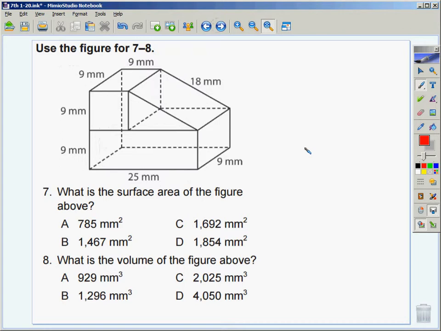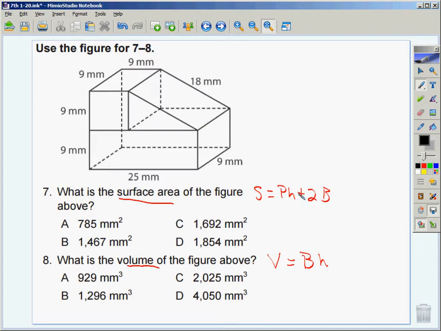Okay. This was probably the hardest problem that was on the front, but it doesn't have to be hard. It's important that we notice that both 7 and 8 are using the same figure. One they want me to find surface area, one they want me to find volume. The nice thing about having 2 problems put together is that if I do the work for the surface area, all I have left to do is plug numbers in for the volume. So I don't have more work to do. It's the same question, same figure.